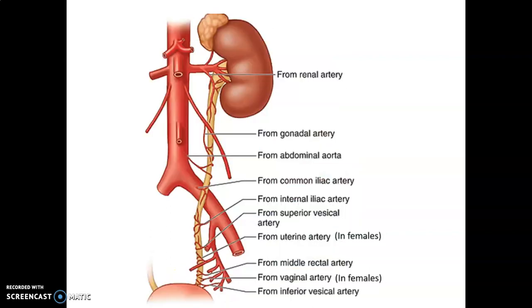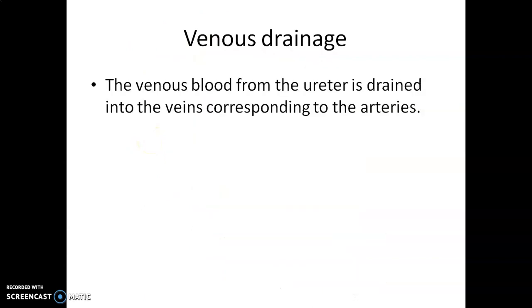Venous drainage has similar names, just replace the word artery by vein. They all end up in either the internal iliac vein or the inferior vena cava, the partner of the abdominal aorta. So venous drainage is by the corresponding names of the arteries.